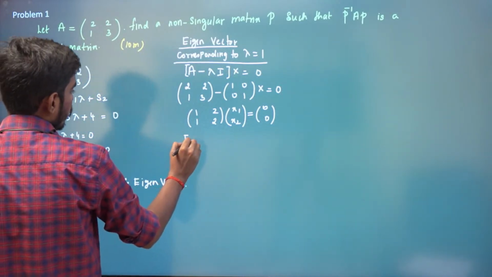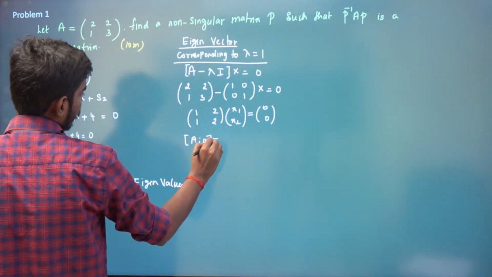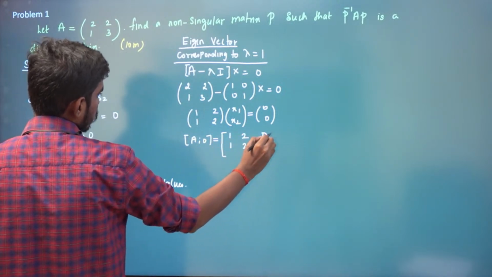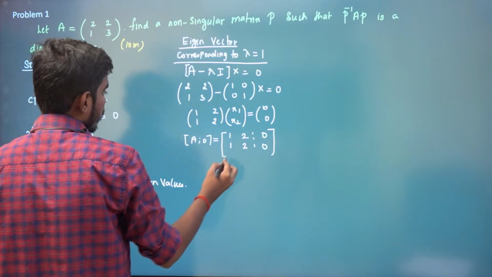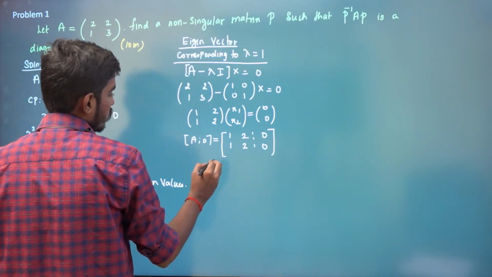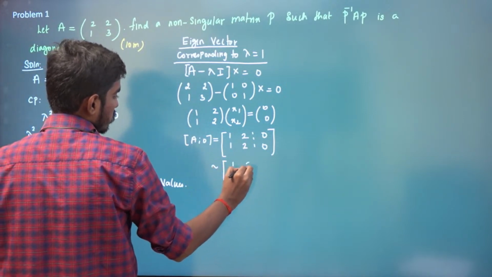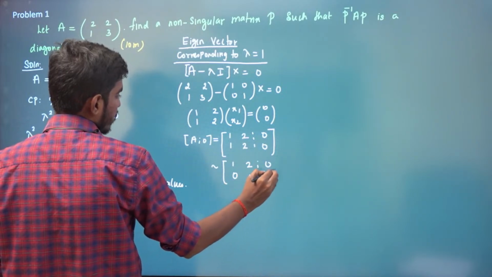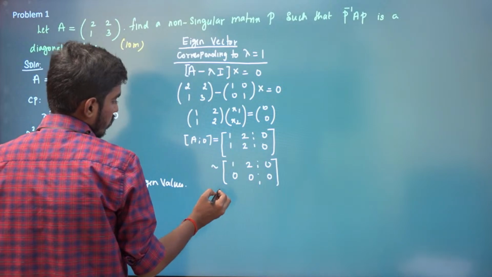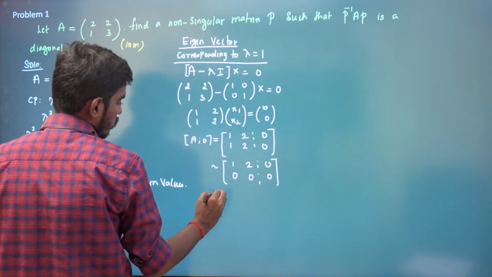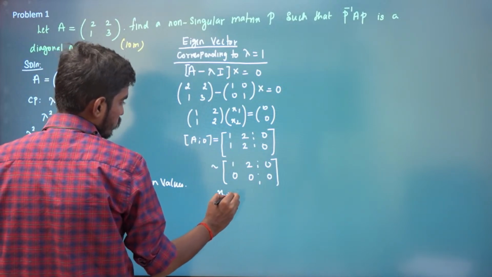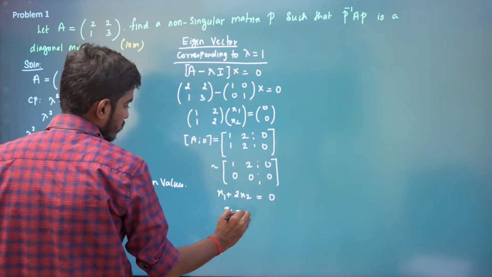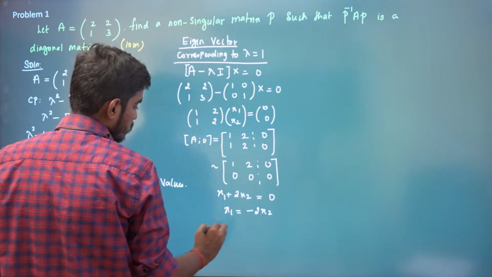So we'll solve this homogeneous system directly. So we will write the augmented matrix A comma O directly. So we have 1 2 0, 1 2 0. So if I reduce this, rank of A is 1, right? So 1, 2, 0, 0, 0, 0, right? So that means one free variable, we have an equation x1 plus 2x2 is equal to 0. That means x1 is equal to minus 2 times x2.